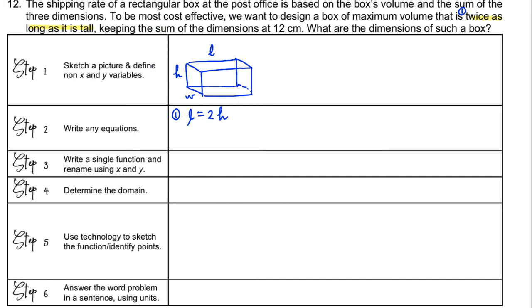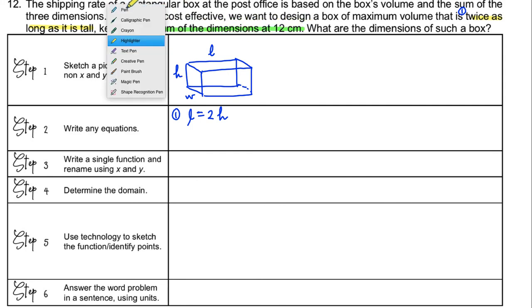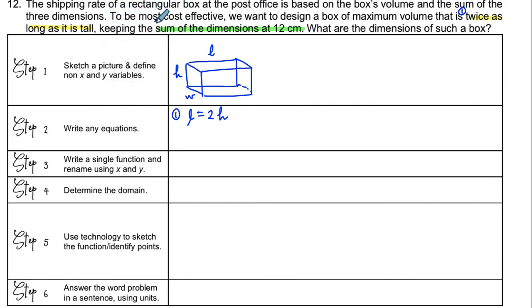We also want to keep the sum of the dimensions at 12 centimeters, so that's another equation. And so we can call that equation 2. Equation 2 says that the length plus the width plus the height is equal to 12. And we also know that the length is equal to 2 times the height. So wherever possible, we should eliminate other variables.